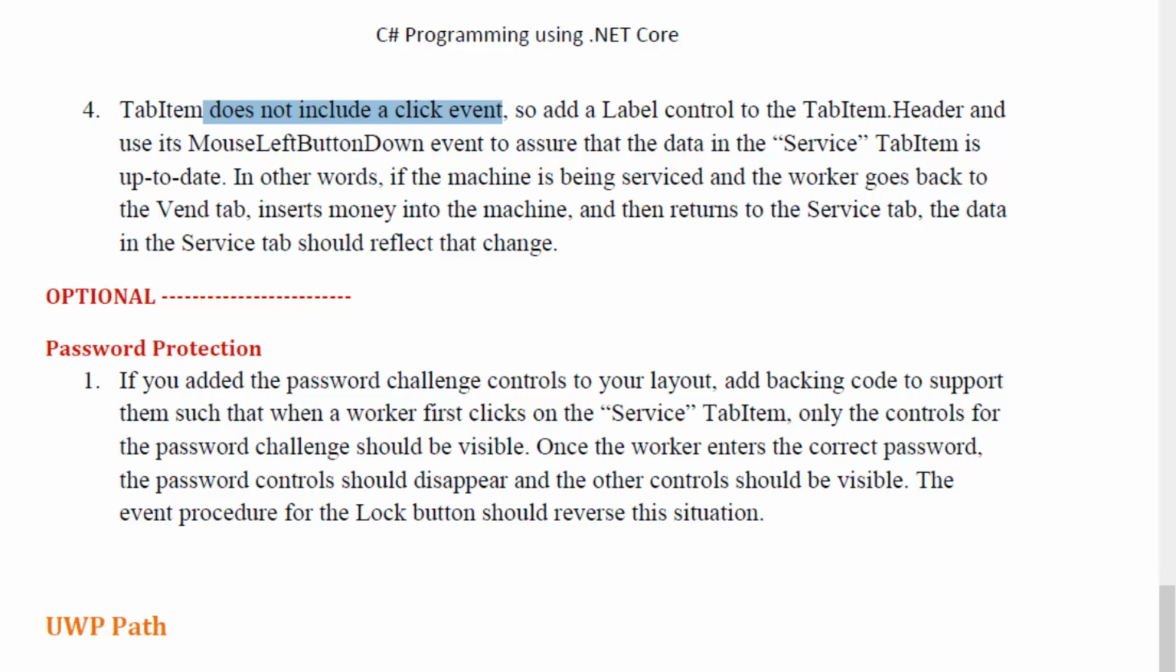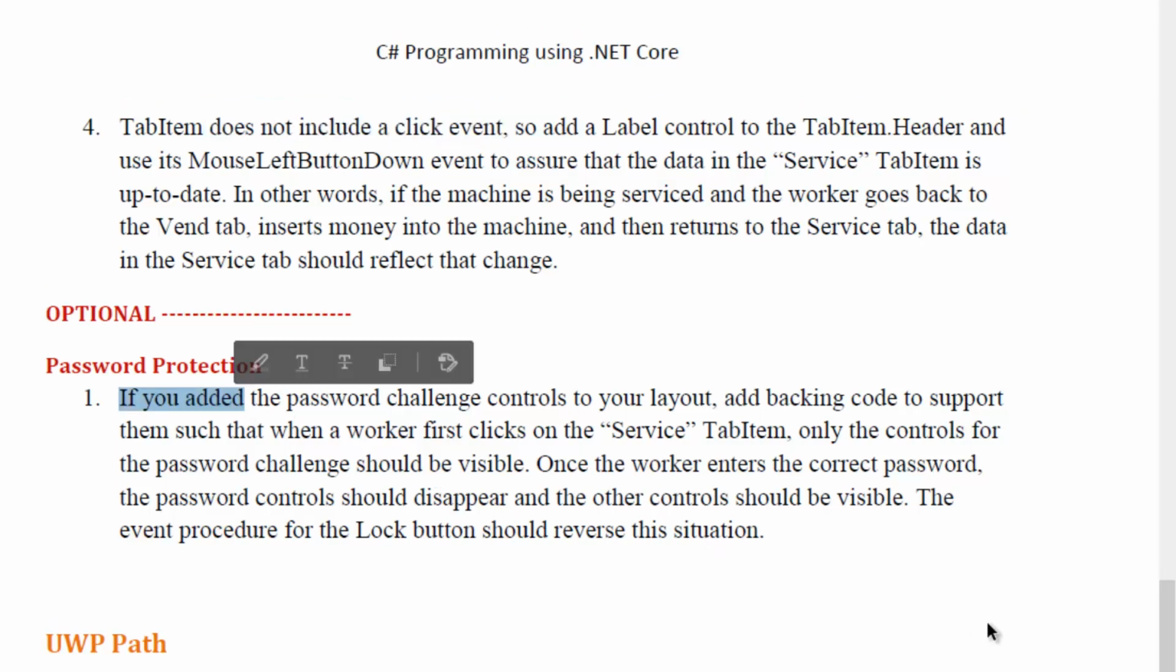And optionally, if you did add the controls to support a password challenge, this is where you'd want to write the code that would support those. So this may involve creating new classes that would be able to inform the view about whether the machine is locked or unlocked, and then bind to the visibility attribute of those controls so that they're visible or invisible based on whether or not the machine is password locked. And that's the introduction to Assignment 7 on the WPF path.